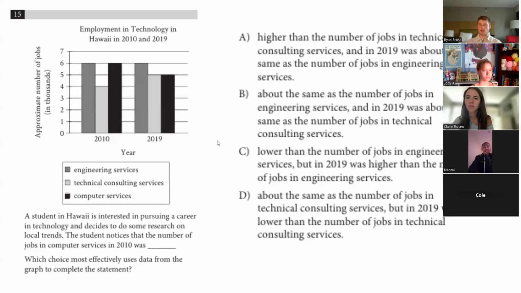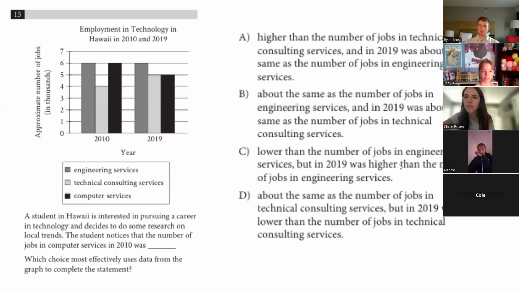Cool. Any questions on how to read a graph or just general questions there? Yep. So is it asking you to compare all of 2010 and 2019, or is it just asking to also compare 2019 and 2019? Does that make sense?